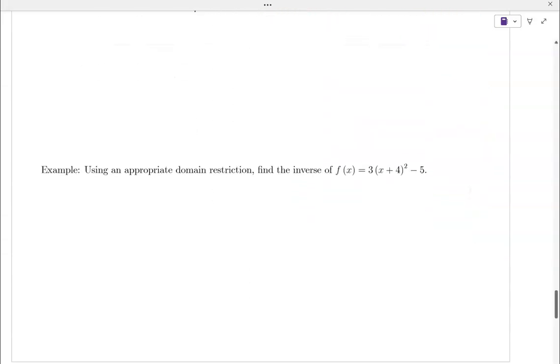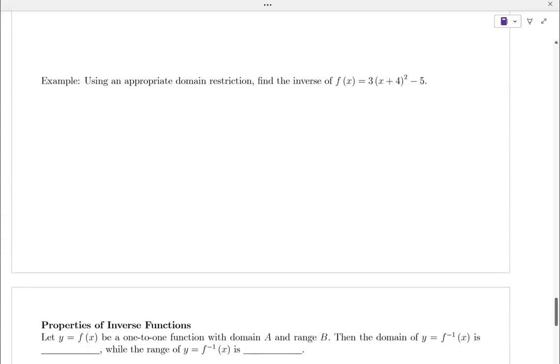All right. So let's look at this next example. It says, using an appropriate domain restriction, find the inverse. Notice again, we have a squaring function. We're going to talk a little bit more about what these graphs look like in the next section. But we have a squaring function here. Anytime we have a squaring function, we know that if we put in a positive or a negative, we'll get the same output, right? If we put in a positive one or a negative one, when we square it, the negative goes away. Okay? So we know that those are not one-to-one.